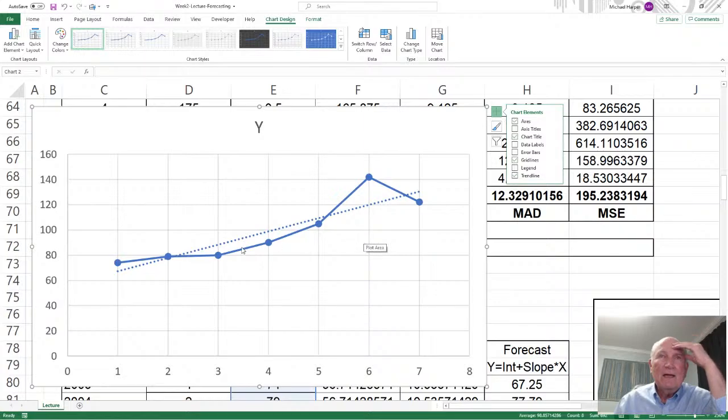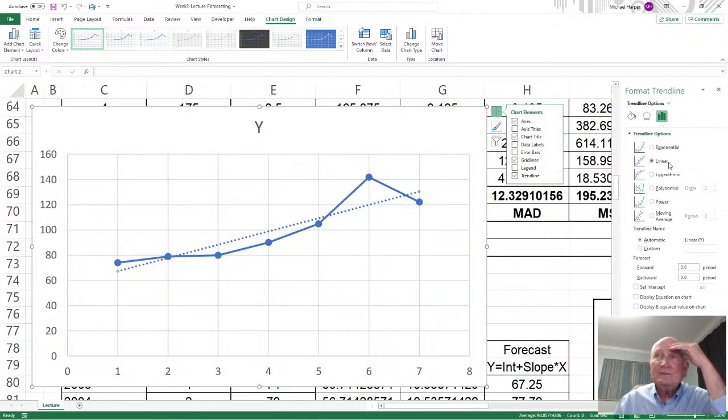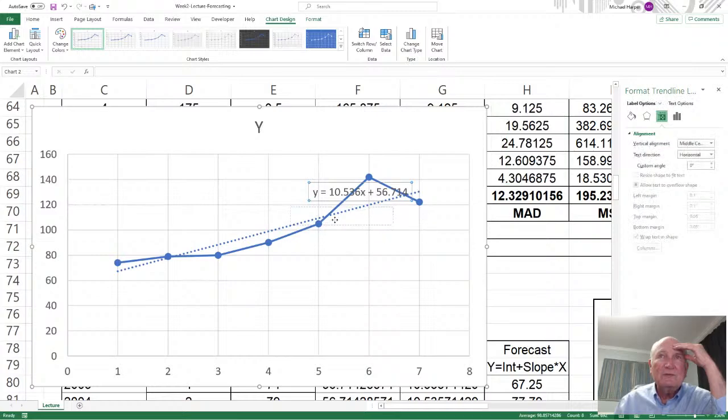And so that's exactly what I showed you in the lecture notes. Now I can double click this. And over here it says linear. If I double click it, it gives me more options down here. Now down here at the bottom, I can display the equation on the chart. Click that, and it'll actually show my intercept and slope of the regression line, of the trend line.